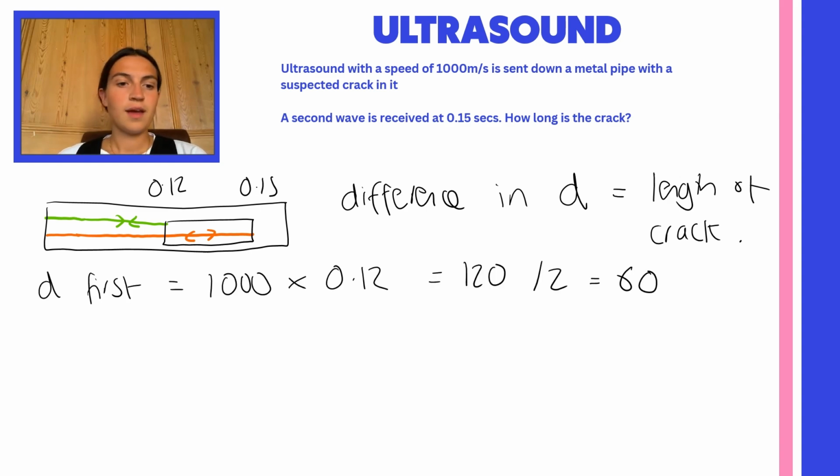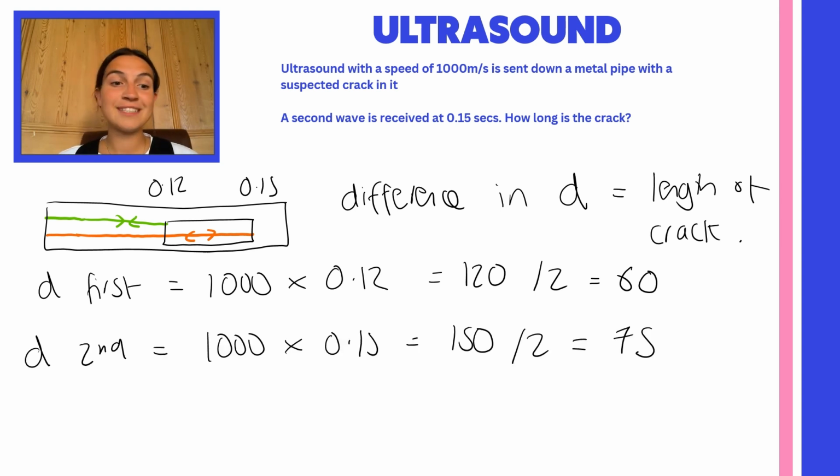So D, the first one, the distance that my green line travels, is the speed, which was the 1000, multiplied by the time, which is 0.12, and that gives me 120 meters. And you might be thinking, well, that's not possible because the pipe itself was only 100 meters long. But remember, that's for my green line to go all the way to the first part of that crack and then all the way back to the start of the pipe. So actually I need to divide that by 2 to get the distance from the end of the pipe to the first part of the crack.